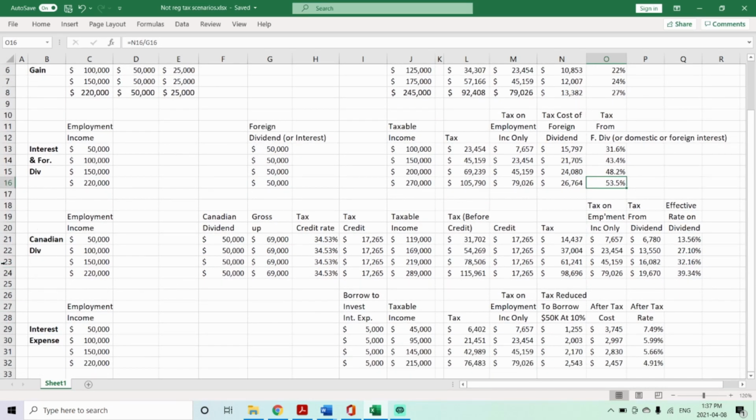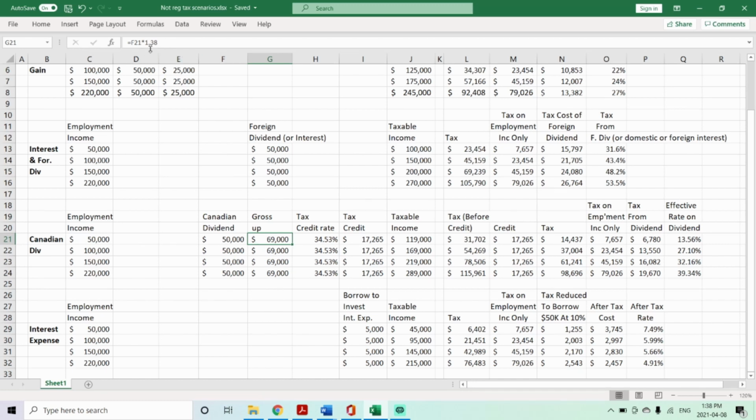Okay, dividends from Canadian corporations. There's a funny process with dividends from Canadian corporations. So scenario one, my employment income is $50,000. I get dividends from Canadian corporations that add up to $50,000. I have to gross this up. This is part of the process with Canadian dividends. I gross it up by 138%. So I take this and multiply it by 1.38 to get 69,000.